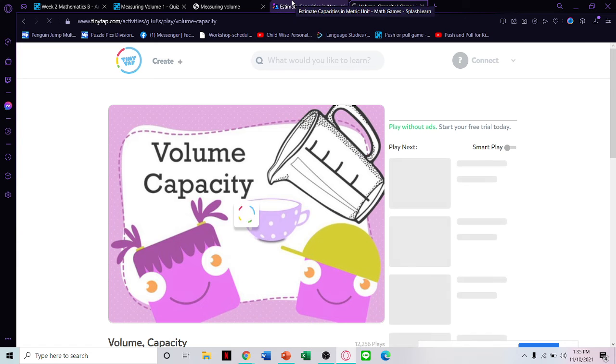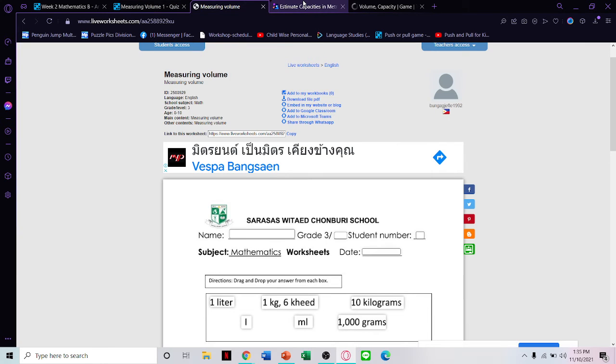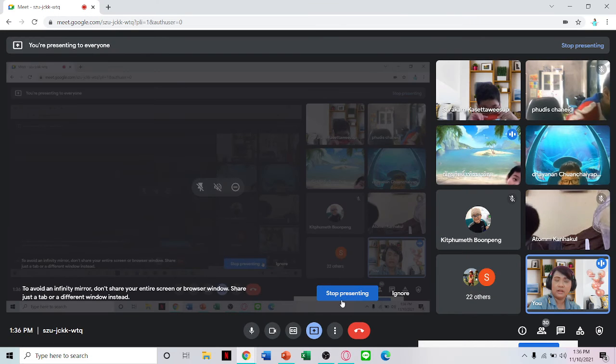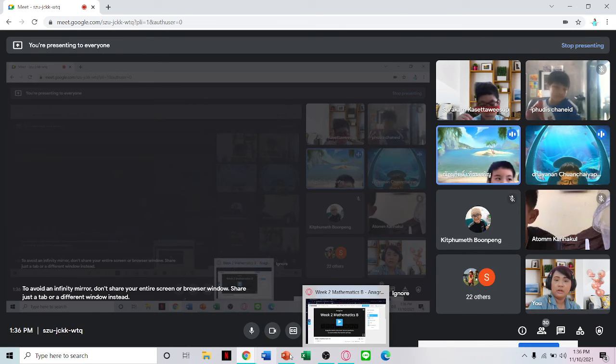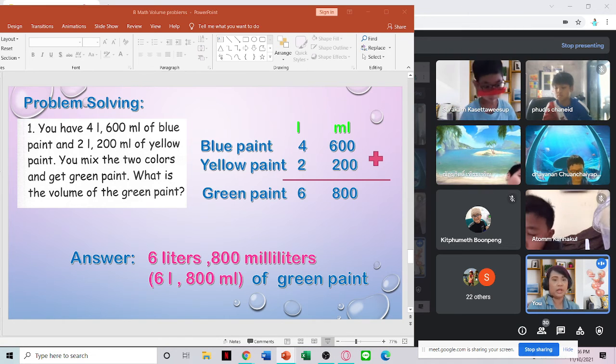90%. Okay. Let's have another game which is our word wall. Not yet the word wall. Okay, not yet the word wall. Let's continue with our problem solving first before our word wall game, okay?